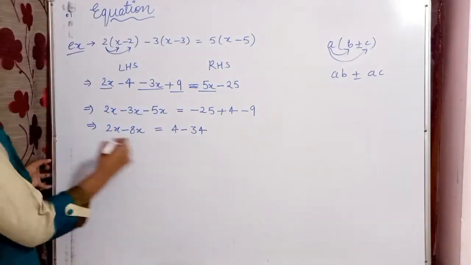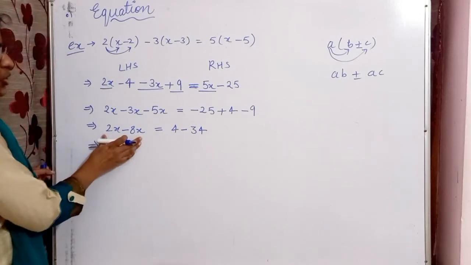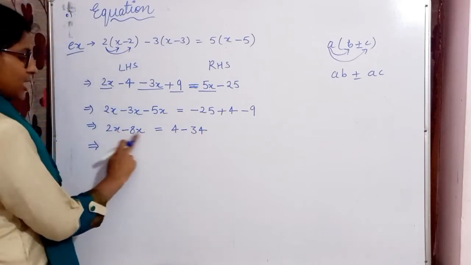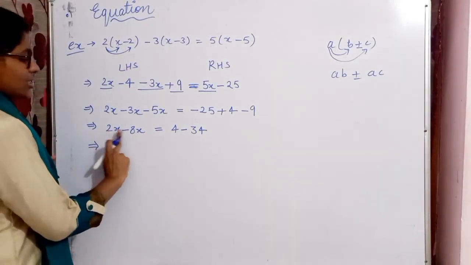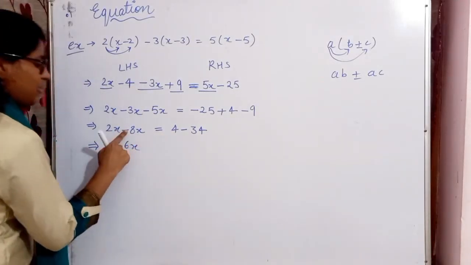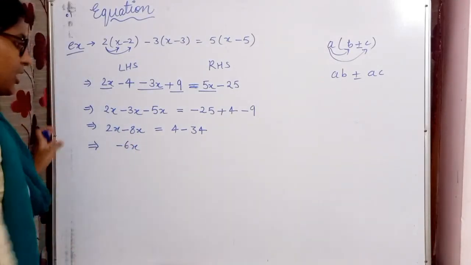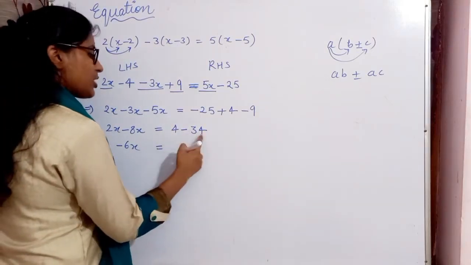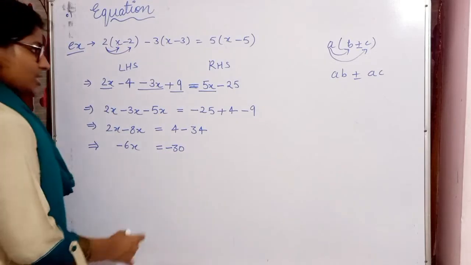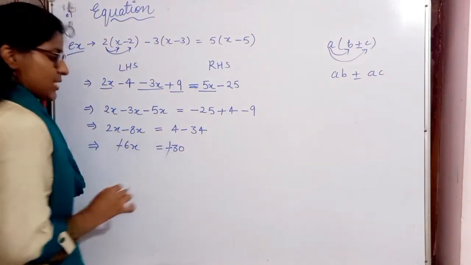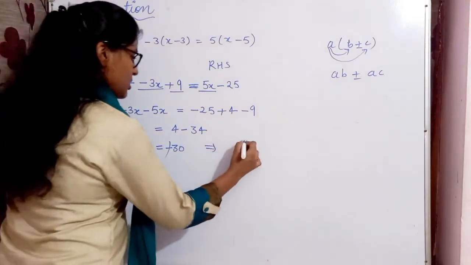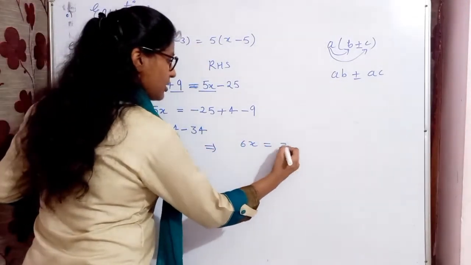Got it? Now next we need to subtract this, and because both are like terms, we can subtract them. Both have the x variable. So 2x plus minus minus: 8 minus 2 is 6x, and the sign will be of the greater number, that is minus. Plus minus minus: 34 minus 4 is 30, and the sign will be of the greater number, that is minus. Now you can see what we will do. Minus and minus cancel out. And here you get the answer: 6x is equal to 30.